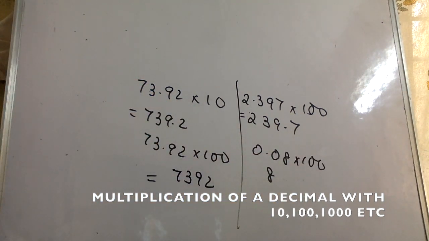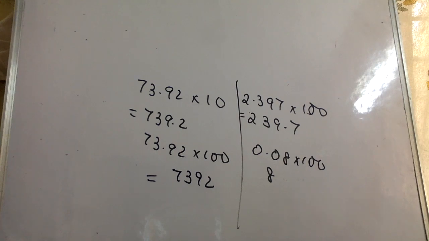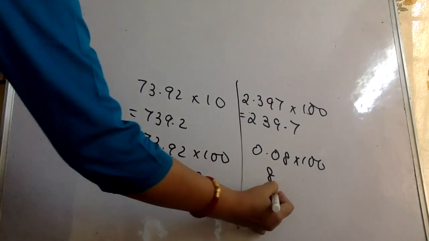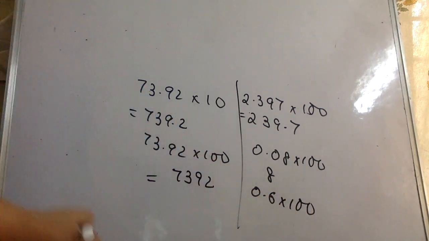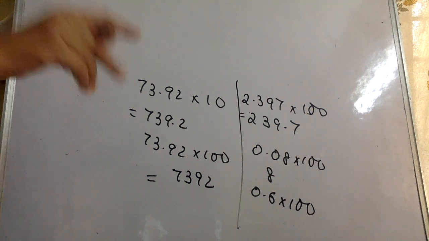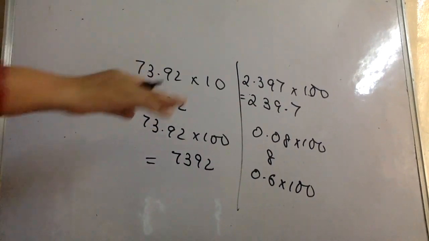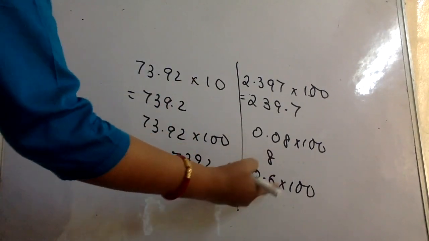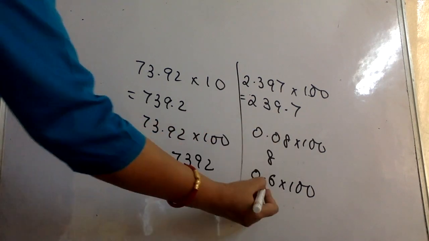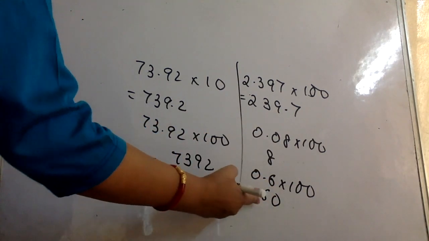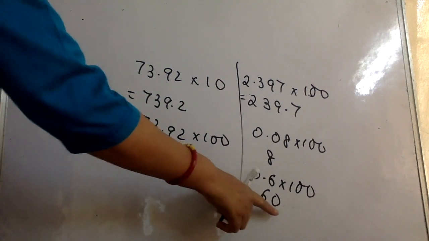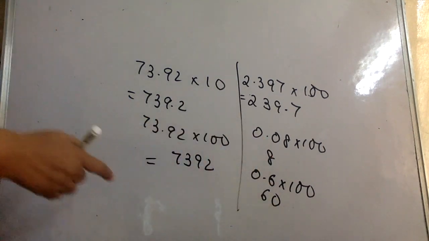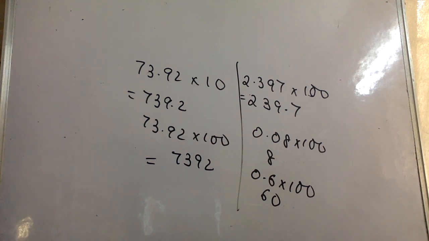Now let me take another one, 0.6 into 100. Very simple question. Now what do we do? You see there's a slight difference in this sum. Here the point shifts one place, but after that, where is the second place? We make the second place for it by using a 0. So we give it one more place by using a 0. So we get 60. That is our multiplication of 0.6 with 100.